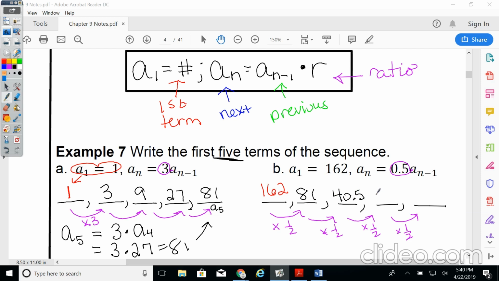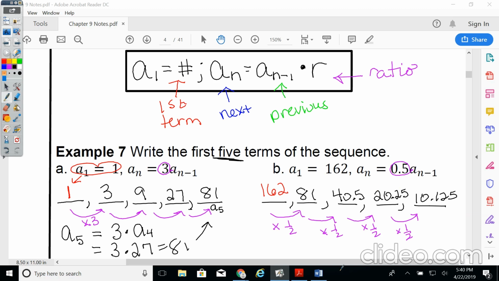40.5 divided by 2 is 20.25. And then divided by 2 is 10.125. It's okay to leave decimals like this, but if they were repeating decimals or they got too big, then I would definitely change it to fractions.